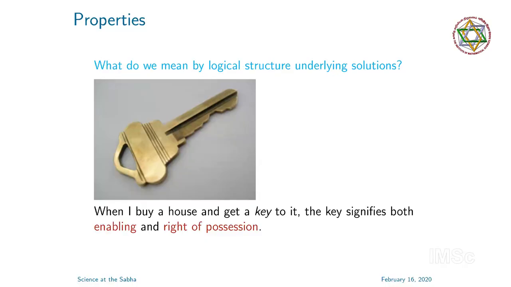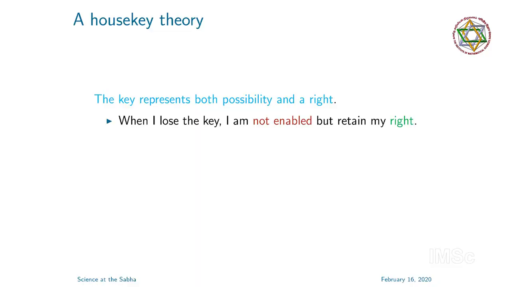So, what do we mean by logical properties underlying solutions? What is logic here? Let's take an example of a key. Now, supposing I buy a house and I get a key. Key to the house. The key signifies two things. One is it enables me to enter the house. Without the key, I cannot enter. And the other is its right of possession. When I'm walking around with it and a policeman stops me, I can say, okay, this is my house. Here is a key to it. The key represents both a possibility and a right.